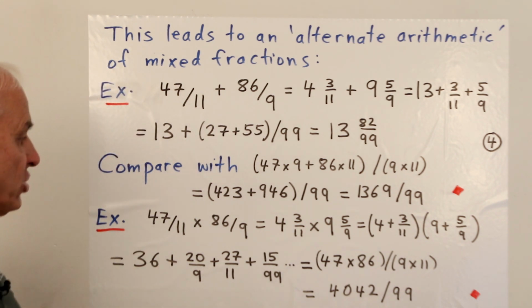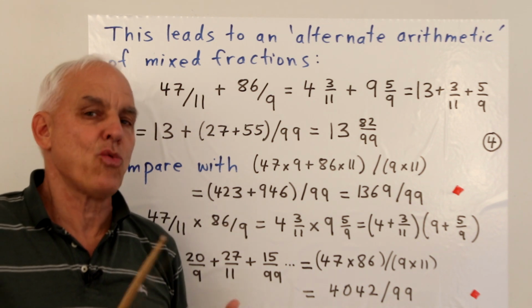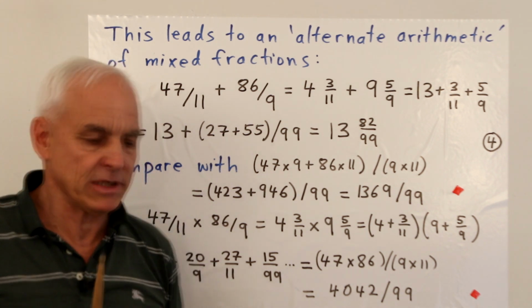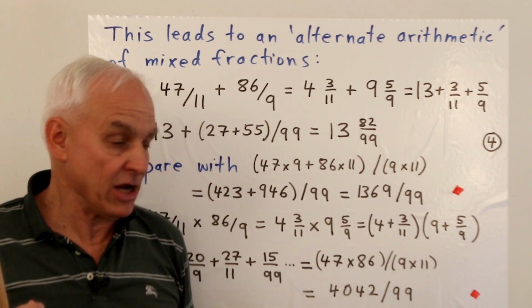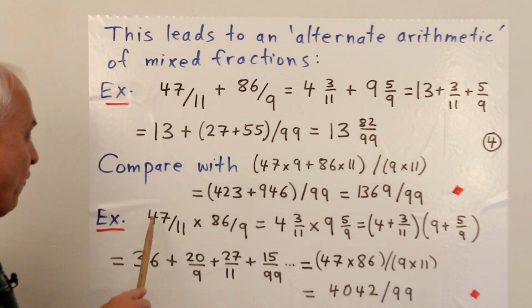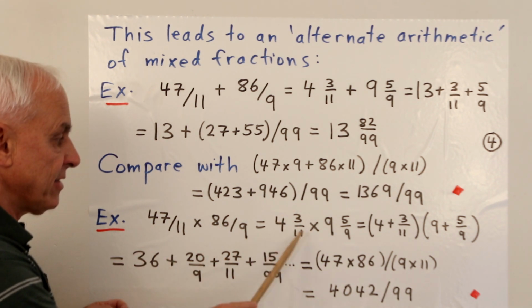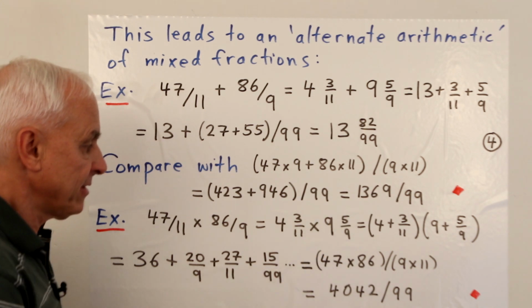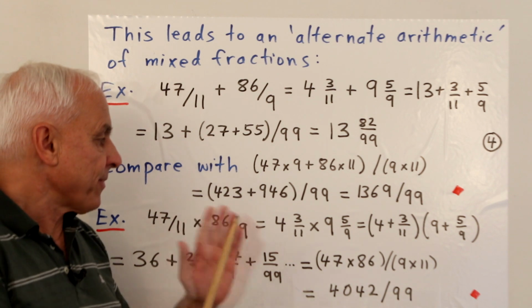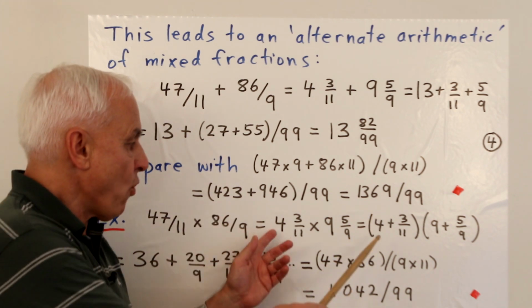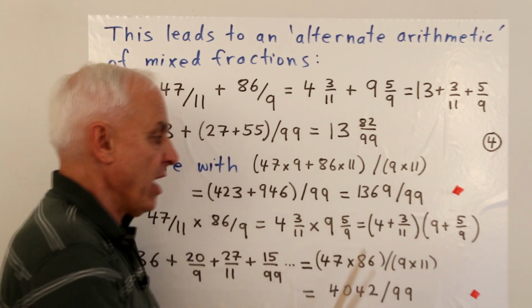What about multiplication? Well, we can also do that with mixed fractions, although it's not quite as simple. So mixed fractions are more geared towards addition rather than multiplication. But let's see what would happen. So 47 over 11 times 86 over 9. So 4 and 3/11 times 9 and 5/9. So you allow me not to put brackets here. So what this is sort of amounting to is 4 plus 3 over 11 times 9 plus 5 over 9.